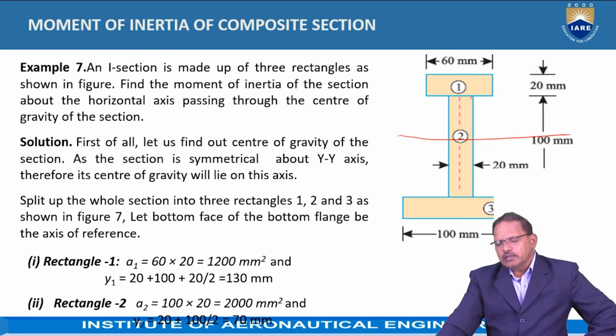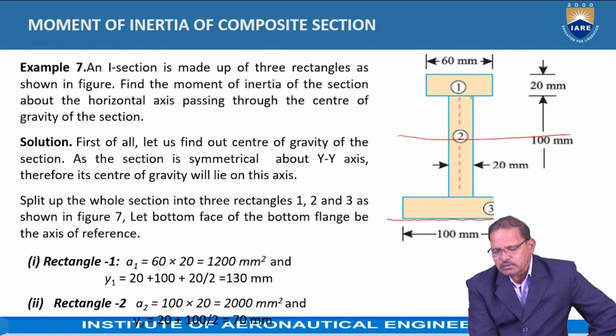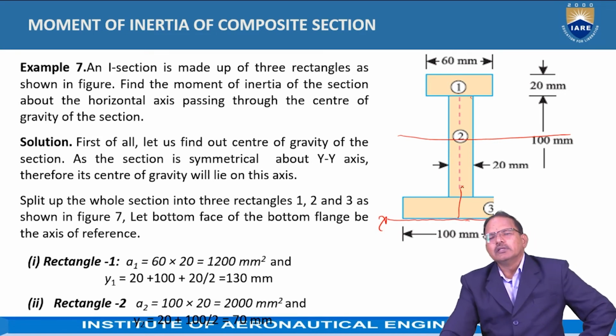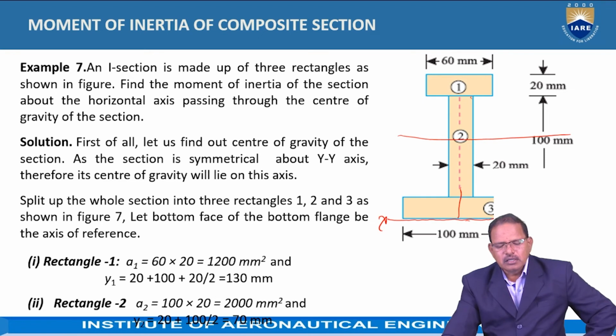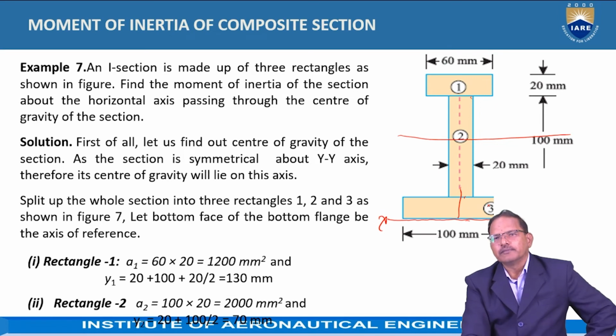Now, similar to the T section, the I section is symmetrical about the vertical line. Hence the vertical line is treated as one reference line. The horizontal axis is the axis passing through the bottom of the figure. That is the x-axis, and this is the y-axis. These are called reference lines. Now divide the section into 3 rectangles: here is 1, this is 2, and this is the third one.